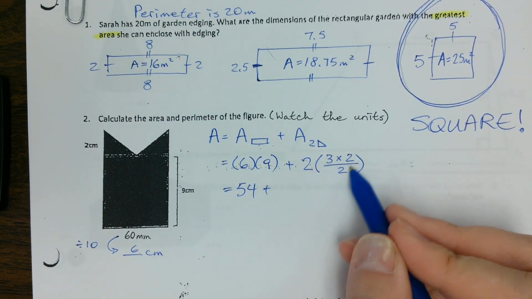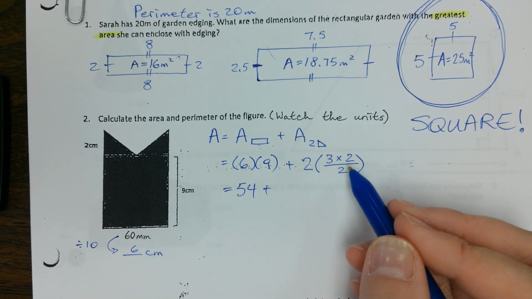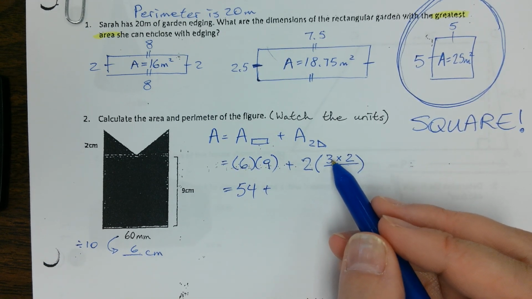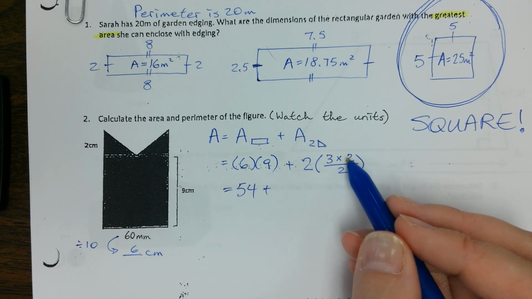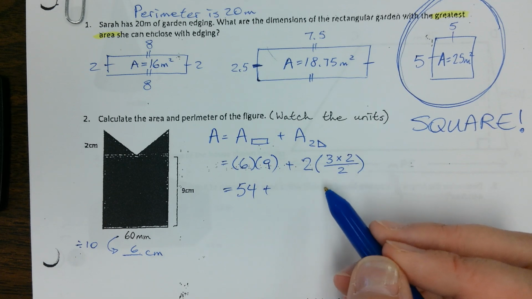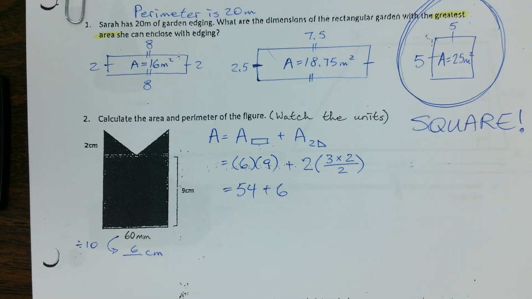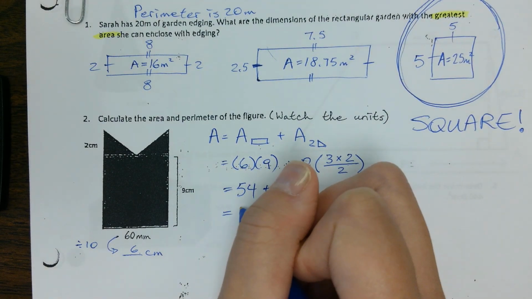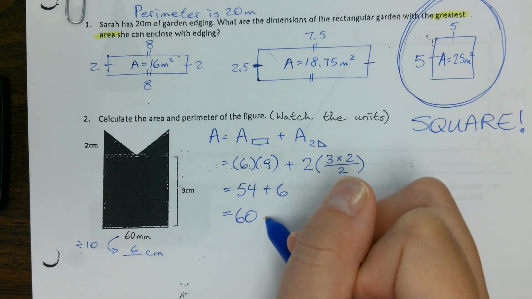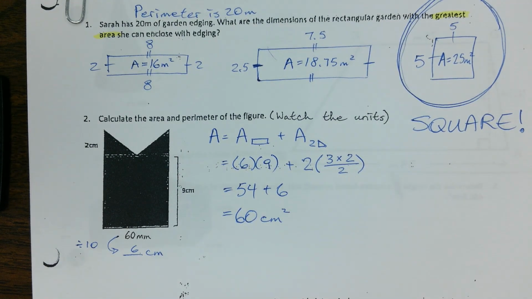This. What does this symbolize? 6. Right. 3 times 2 is 6. 6 divided by 2 is 3. 3 times 2 is 6 again. All right, so therefore my area of this composite figure is 60 what? Square centimeters. Okay.